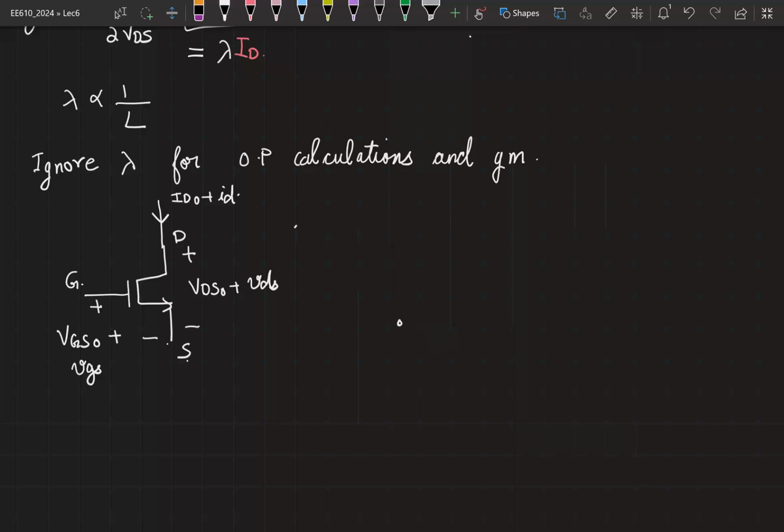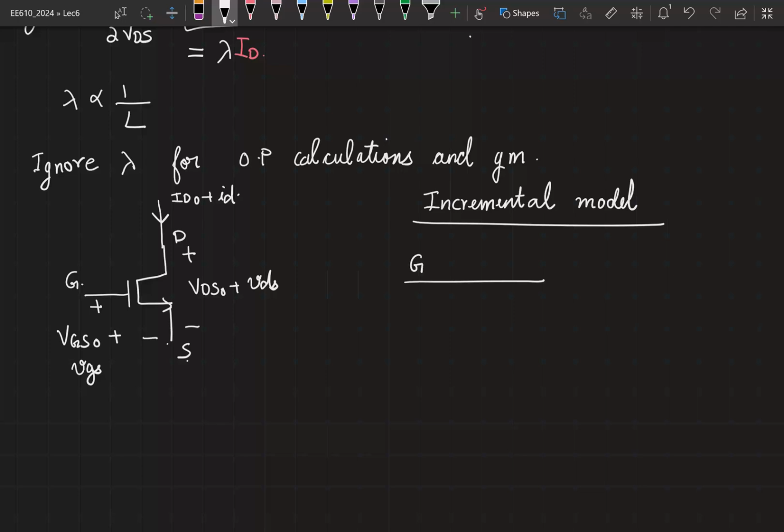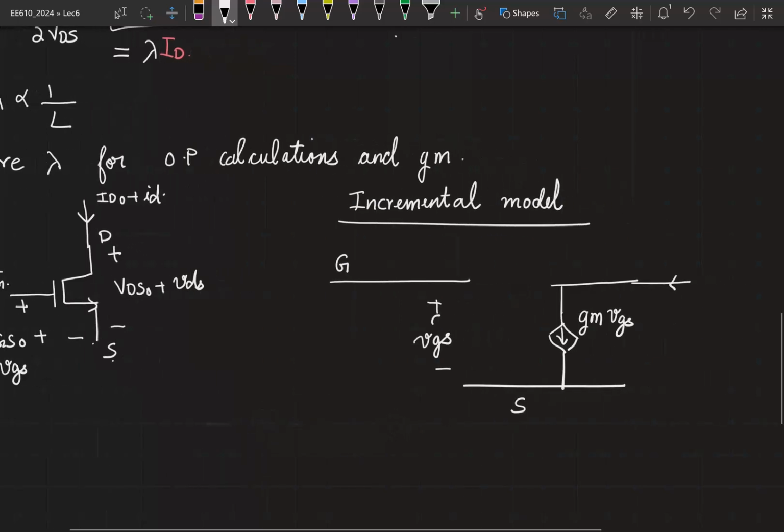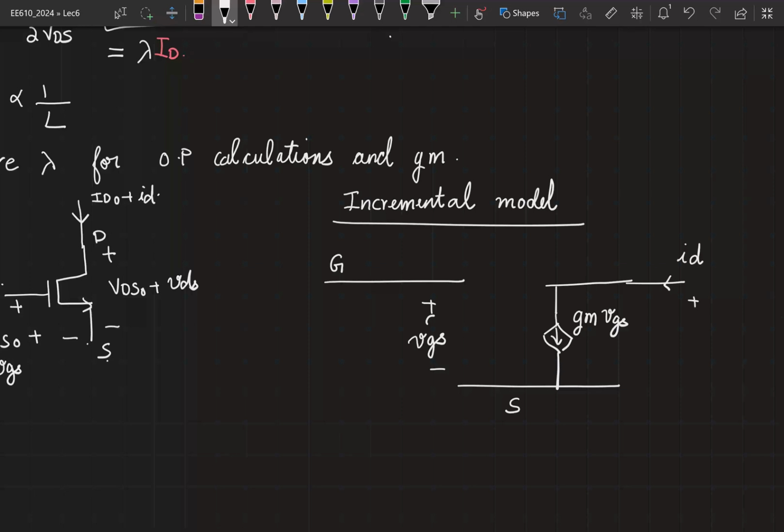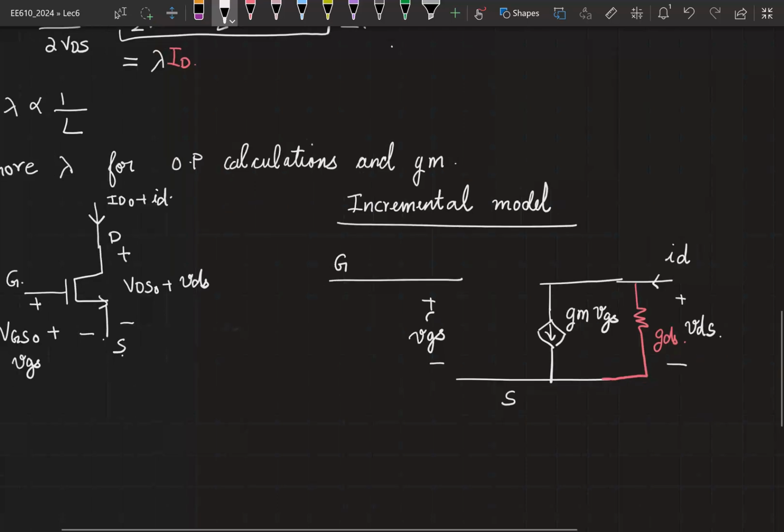So now in the incremental model, you have the gate here. You'll see the small signal voltage VGS between the gate and the source. And earlier you simply had a voltage controlled current source of value GM into VGS. And this was your small signal drain current. And this was your small signal drain voltage. So now, because of the presence of GDS, you will have an impedance connected here. So in the presence of GDS, let's see how our gain is now going to change.